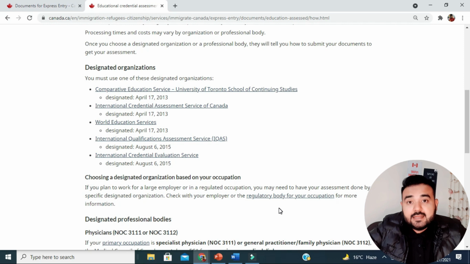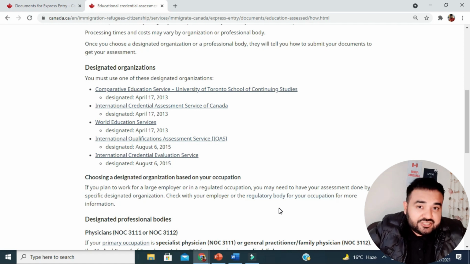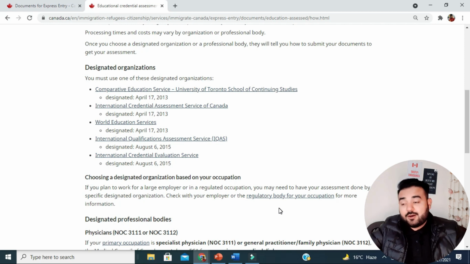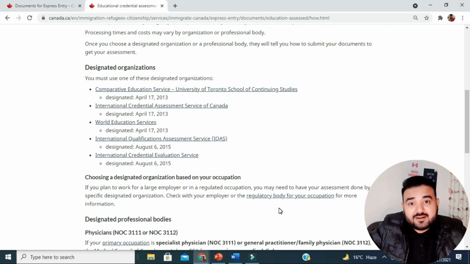But the thing is, until you have your ECA report in front of you, in PDF form, as a soft copy, or as a hard copy, until you receive that, you cannot create your Express Entry profile. People keep asking me, I am guessing that my ECA report will arrive next week, so can I create my Express Entry profile right now? No, you cannot do that, my friend, because it is essential.